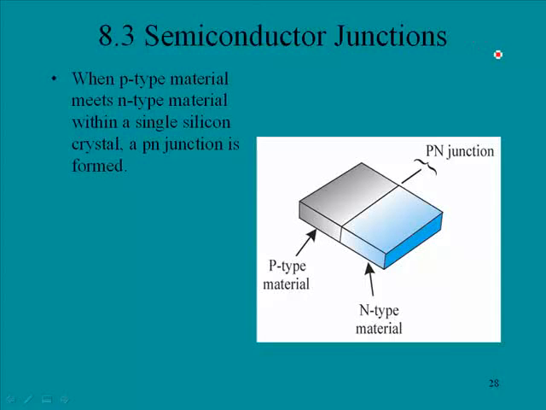We're in section 8.3, Semiconductor Junctions. When P-type material meets N-type material within a single silicon crystal, a P-N junction is formed. And so here we have P and N material, and this area right here is the area we're referring to as the P-N junction.